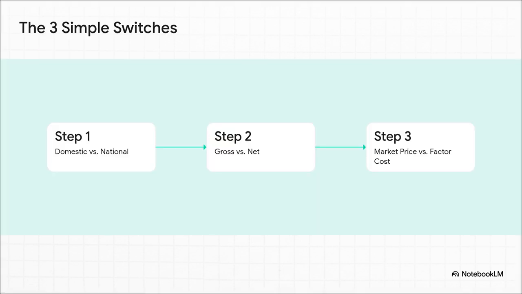To unlock this whole thing, we just need to understand 3 simple switches we can flip. That's it. First up, domestic versus national. Second, gross versus net. And the third one, market price versus factor cost. Once you get these 3 down, you've pretty much cracked the entire system. So let's start with that first one.